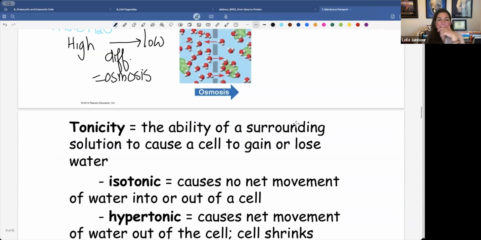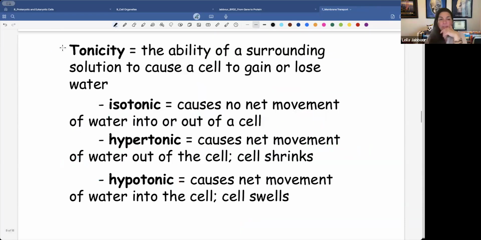Here's some terminology that's going to be very important when we talk about the concentration of a solute in a solution. Tonicity is the ability of a surrounding solution to cause a cell to gain or lose water. Learn these 3 terms, and we're going to apply them to the scenarios we just talked about. Isotonic means the solution causes no net movement of water into or out of the cell. The tonicity is the same on both sides of the barrier.